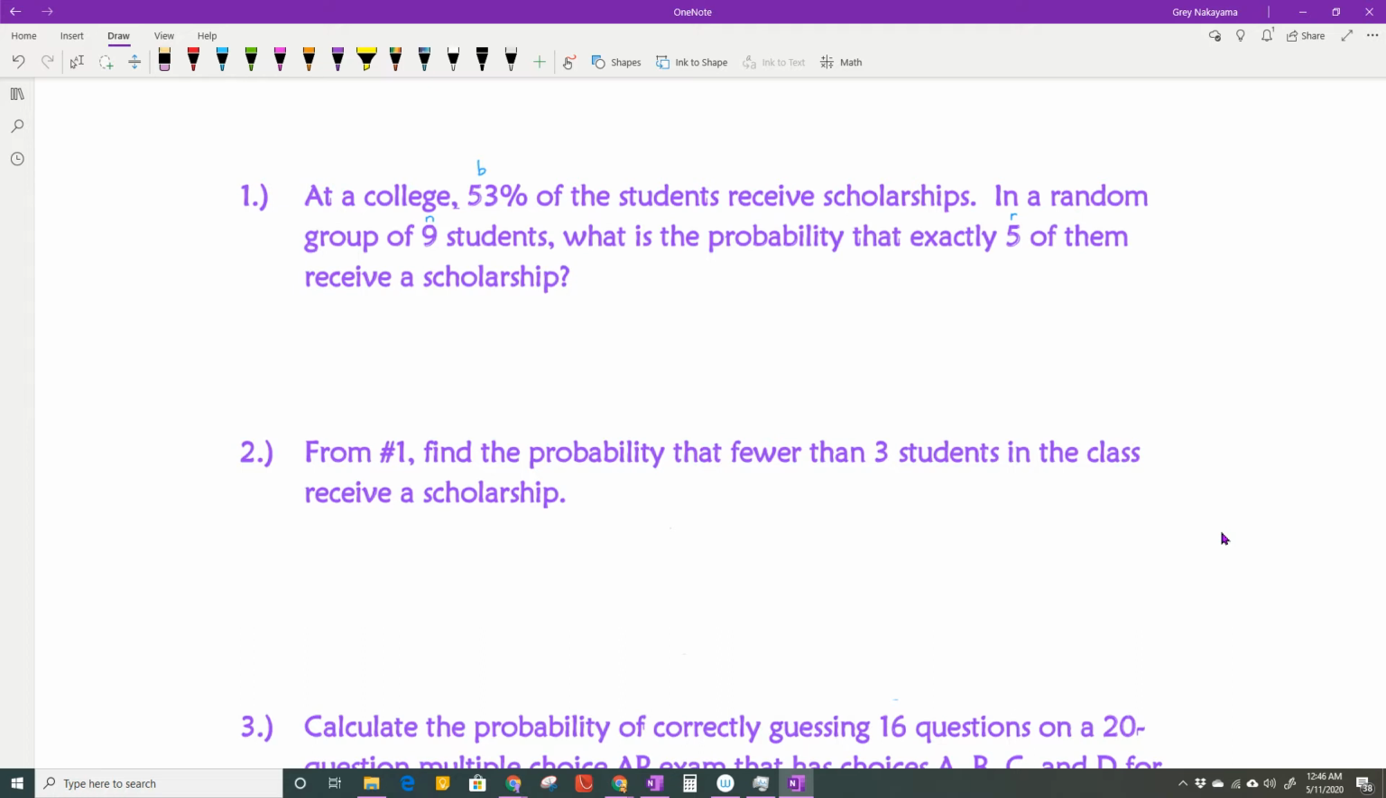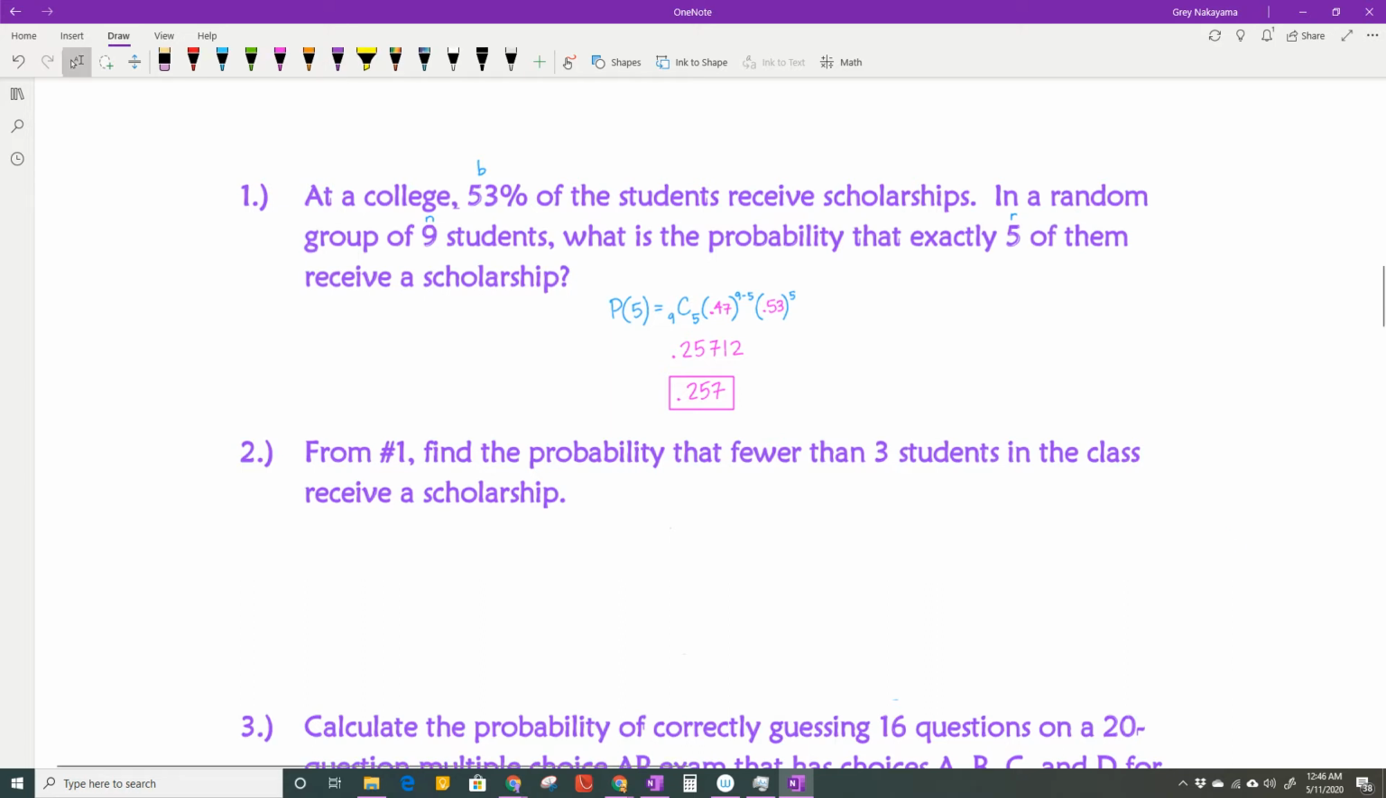Okay, so what's the probability of exactly 5 of them receiving a scholarship? So I set it up, nCr. My second parentheses is the same as my r, and that's my 0.53. And how do I get the other one? It's 1 minus 0.53, which is 0.47. Put that in your calculator, and I wrote out several and rounded it to 0.257 because some people still have trouble rounding.